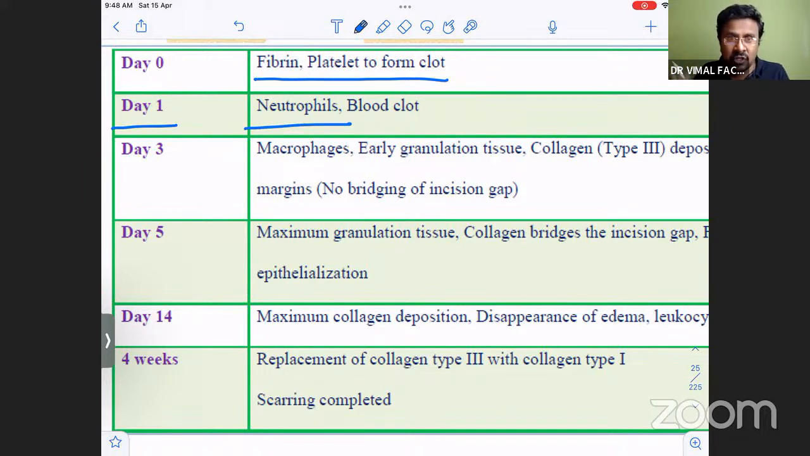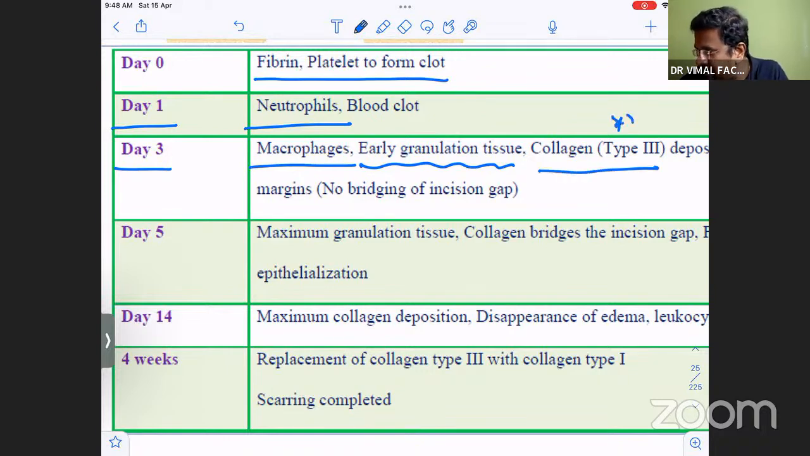That occurs in day one. Then on day three, neutrophils will be replaced by macrophages and early granulation tissue occurs. So early granulation tissue starts at day three. And in this, please remember, this is a very important point.